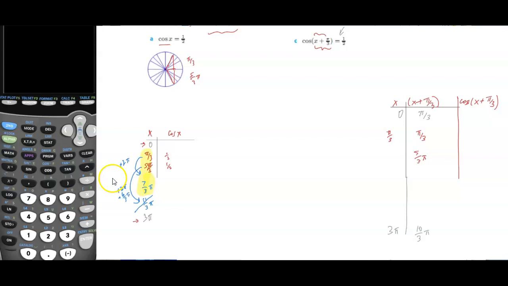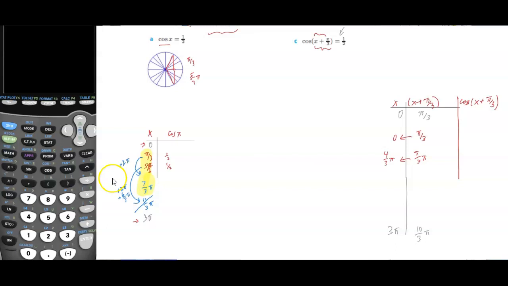Then we want to know, okay, but like what is that angle in terms of x, right? So we know that x plus pi over 3 would be pi over 3, but what would x be? So we're going to use the reverse translation here, because to go from x to x plus pi over 3, we need to add pi over 3. If we want to go backwards to x, we need to subtract pi over 3. So we're going to subtract pi over 3, and we get 0, right? And then if we do the same thing with 5/3 pi, if we subtract pi over 3, we're going to get 4/3 pi.